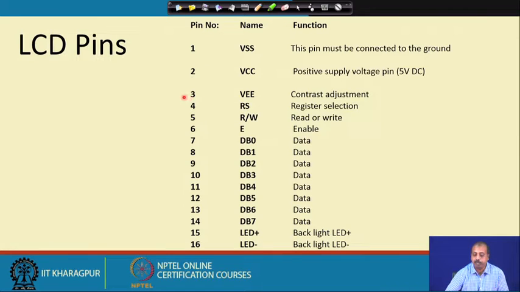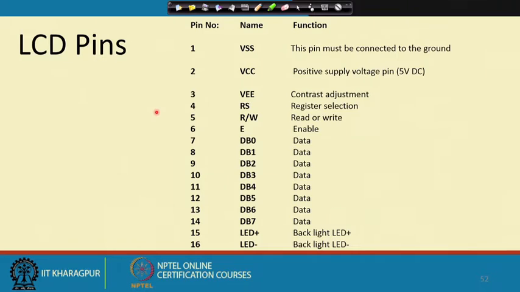Then pin number 3 is for contrast adjustment. You can put some voltage value there, and accordingly the contrast of the display will be selected. Then pin number 4 is for register selection. As I said, there are different types of registers inside the LCD panel. There is a control register and a data register. In the control register we put the commands for the display, and in the data register we put the characters or the graphics, whatever pattern we want to display.